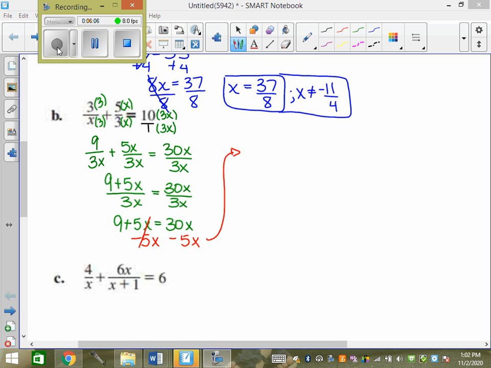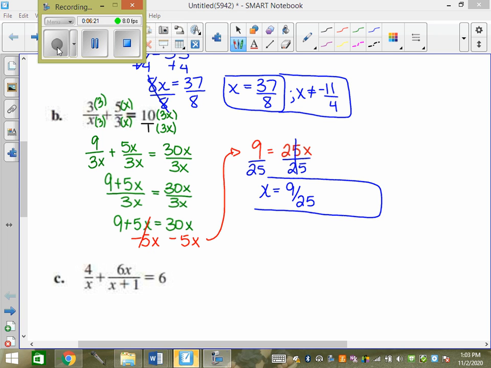So we're going to get 9 equals 25x. And then we're going to divide by 25. I still got the right answer, but you just did more steps. Totally fine. Does it matter if I do that on the test? Nope, as long as you got the right answer. So we get 9 over 25, and then our NPV is x can't equal 0, which we're good with because it doesn't equal that.